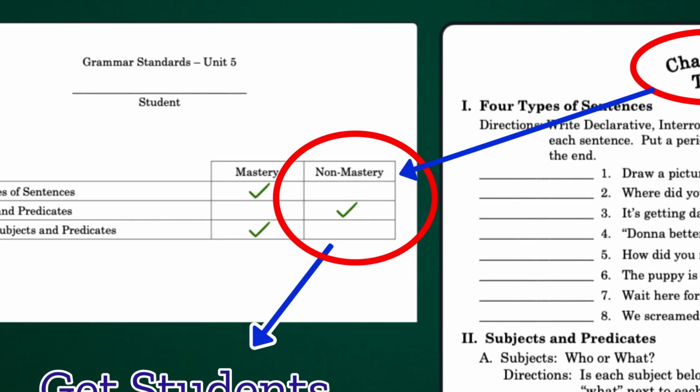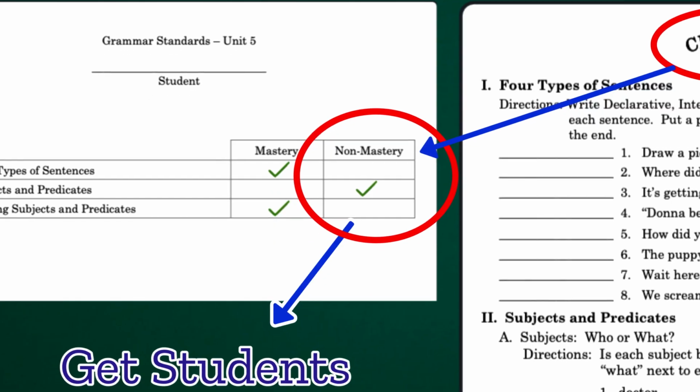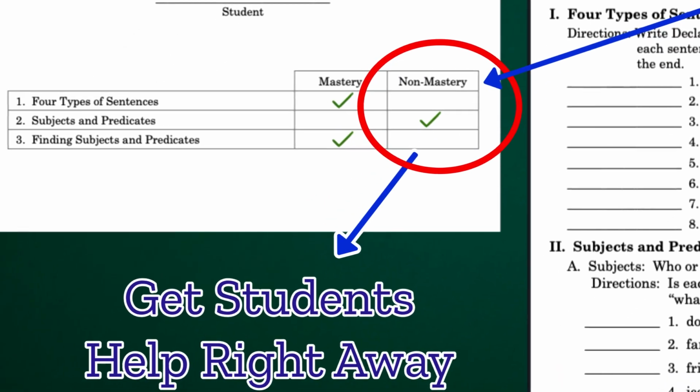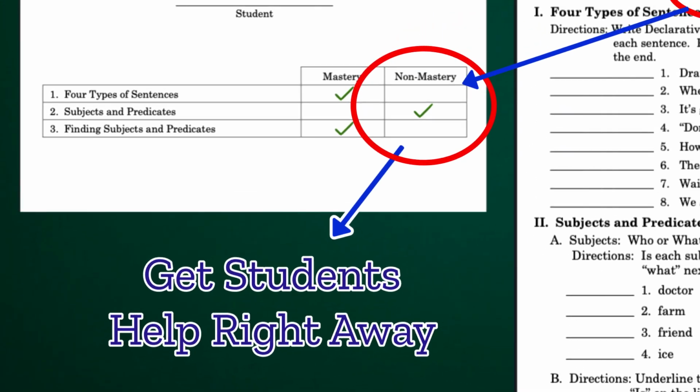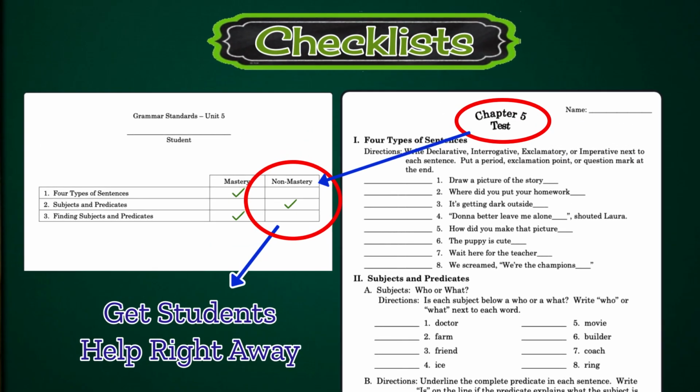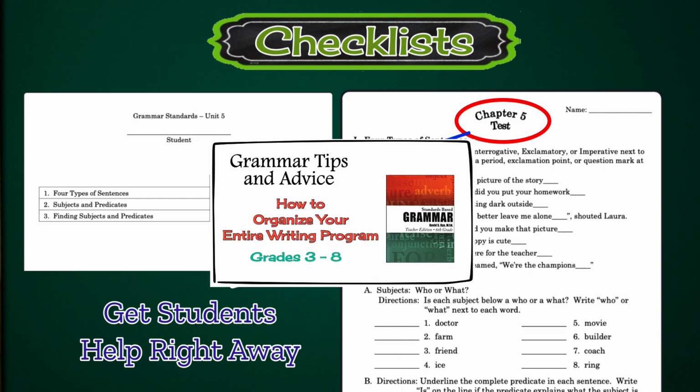are still struggling and get them the help they need now, instead of just saying, "Oh, well, we got to move on. Hopefully the next year's teacher can help you get it, but I have to move on." With the checklists, you'll have exact knowledge of the students' weak areas. And these checklists will help you get the students the help they need now, instead of just hoping that they get help later. Again, tips and advice video shows you a lot more about how to do that.